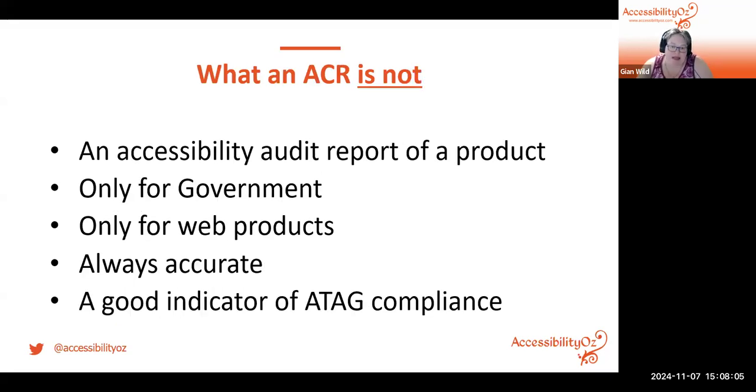What it is not is an accessibility audit report of a product. It's not only for government. It's not only for web products. It's not always accurate. In fact, it's very commonly inaccurate. And it's not a good indicator of what we call ATAG compliance. ATAG is the Authoring Tool Accessibility Guidelines. So it's basically stuff around, say, Canvas and whether it can output code or output web pages that are fully accessible. That's basically ATAG compliance, and the ACR VPAT doesn't cover that.